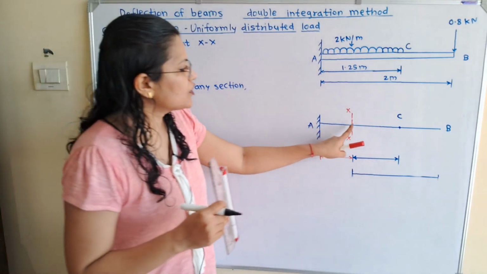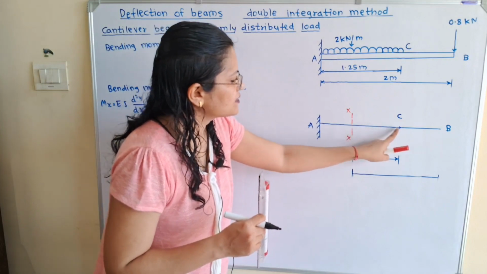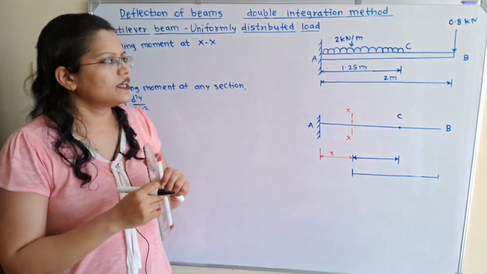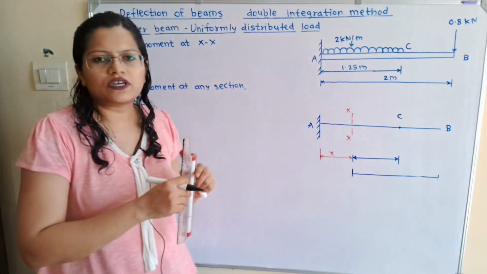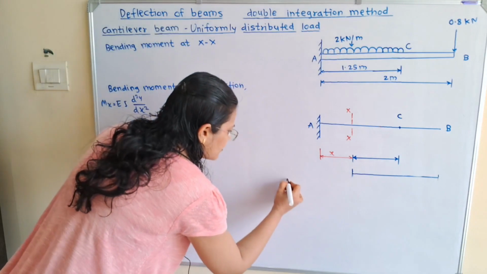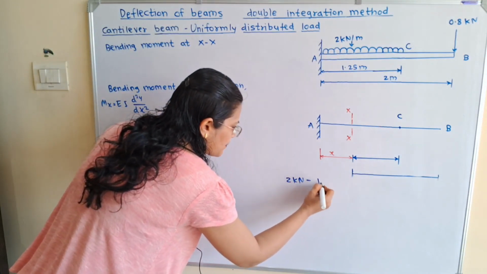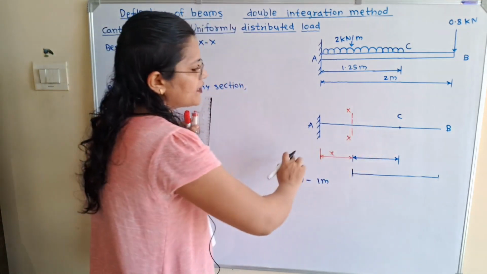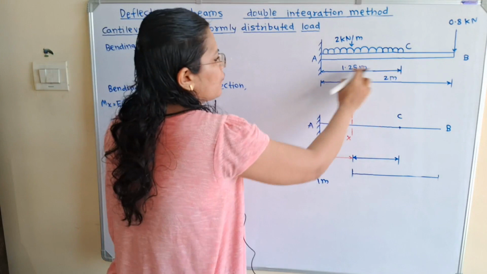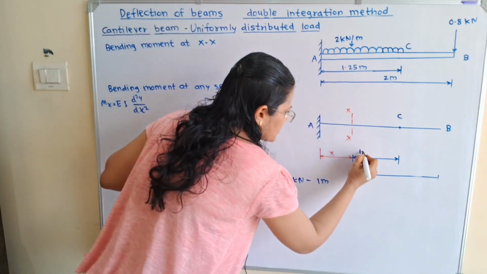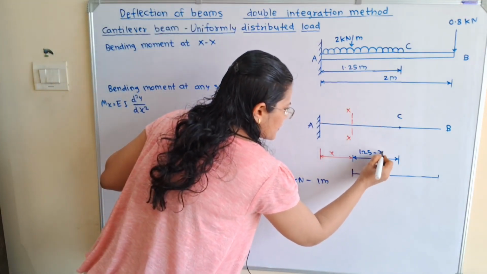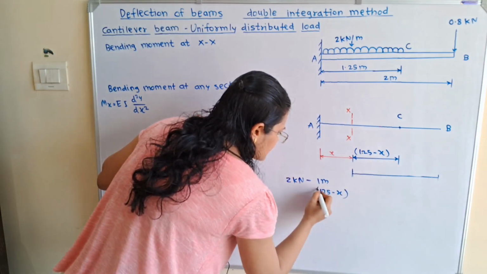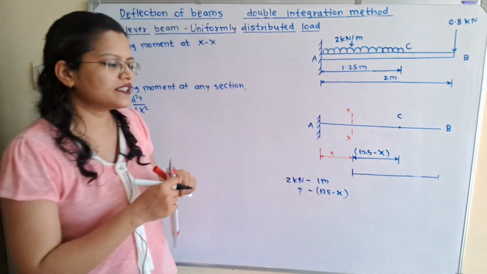Now how to show the load in between the section XX and C? So this section carries uniformly distributed load and it is given 2 kilonewton for 1 meter. So I will write here 2 kilonewton for a span of 1 meter. But in between the section XX and the point C, what is the span? So it is 1.25 minus x. Now for this 1.25 minus x distance, what is the load?